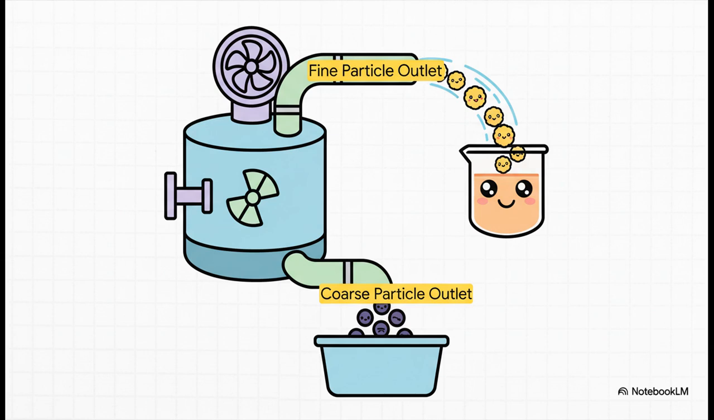And what's the result of all this? You get two distinct exits. The tiny, fine particles get carried up and out with the air through the fine particle outlet. Meanwhile, the heavier, coarse particles that couldn't make the trip fall to the bottom and are collected from the coarse particle outlet. See? One input, one process, two very different outputs. It's pretty elegant when you think about it.